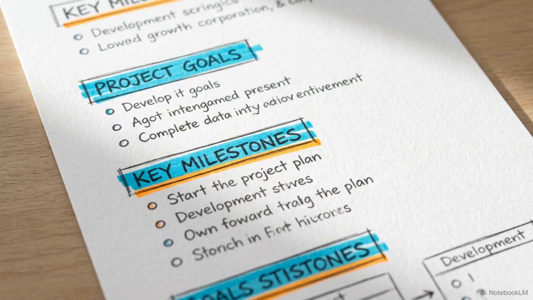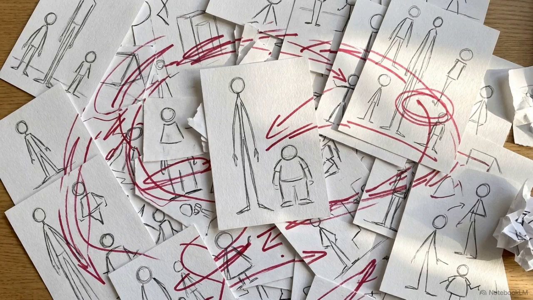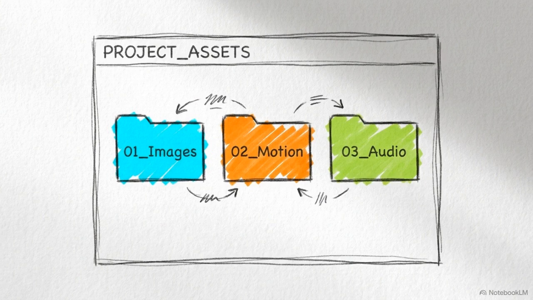Building this highly structured text blueprint first is crucial. If you try to generate scenes randomly without it, your video will be a disjointed mess. This document keeps the entire pipeline organized from start to finish.